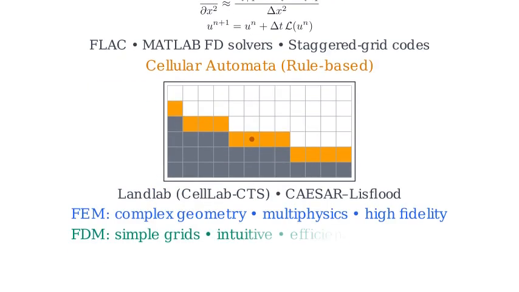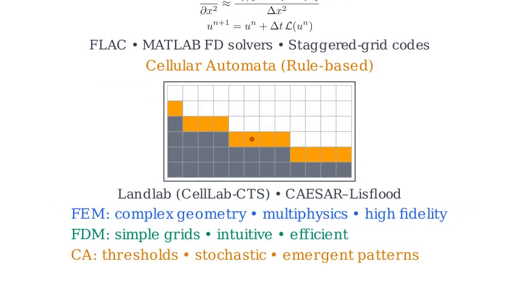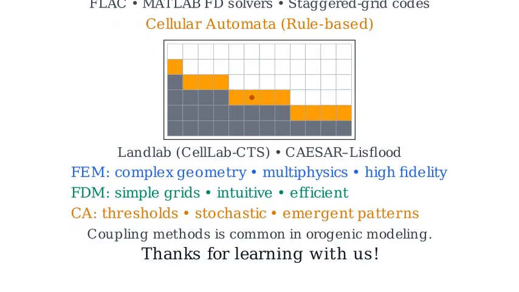How to choose. Use finite elements when boundaries are complex and coupling multiple physics matters. Use finite differences for simpler domains, fast prototyping, or explicit dynamics with large strains. Use cellular automata to explore threshold processes and emergent landscape patterns. Modern studies often couple methods, for example, finite elements for stress with a surface process module that is finite difference or cellular automata based. Balance accuracy, complexity, and computational cost to answer your scientific question.